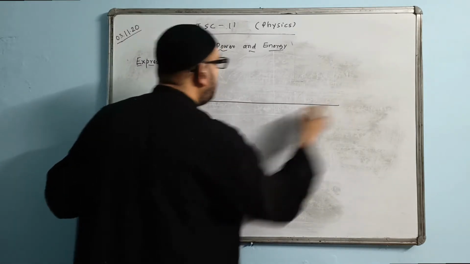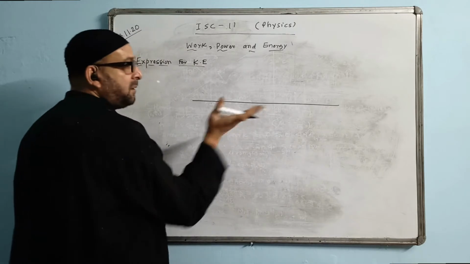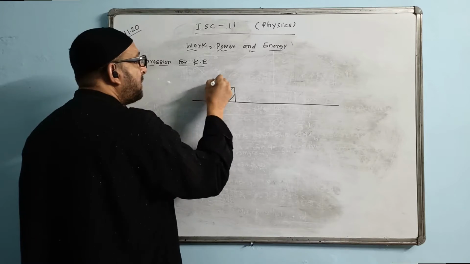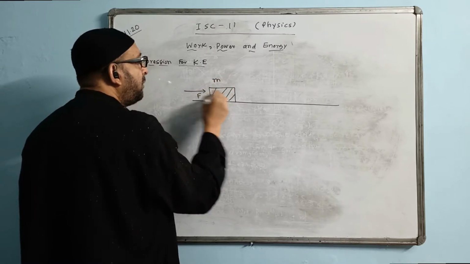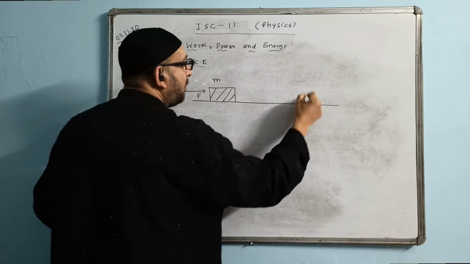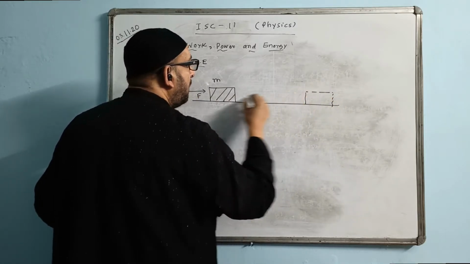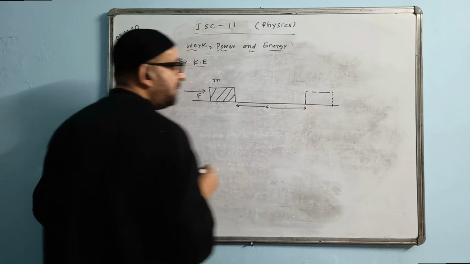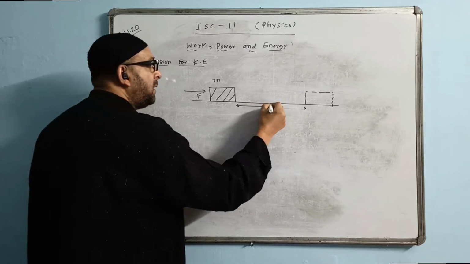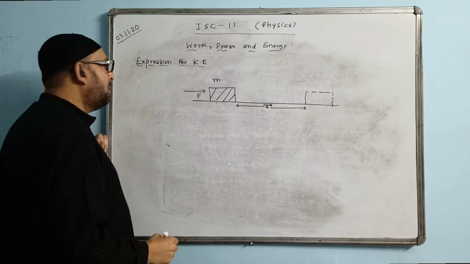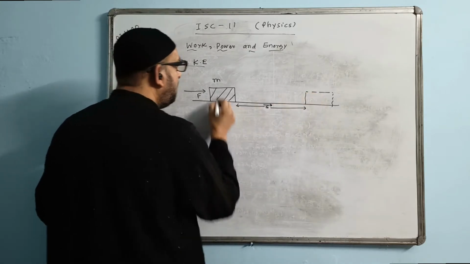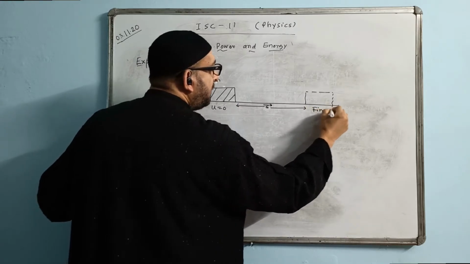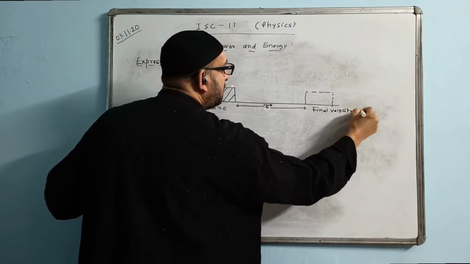To derive the expression, we will take a straight line surface. We have a body here of mass m. We apply a force F on the body to move it in the same direction. The body moves and comes here, moving over a distance S in the same direction as the force. S on top with the arrow in the same direction. The initial velocity of the body we take as 0, u is 0. Final velocity is v.